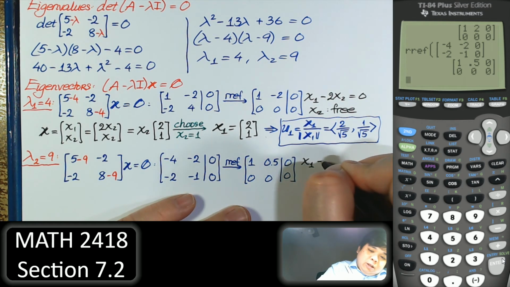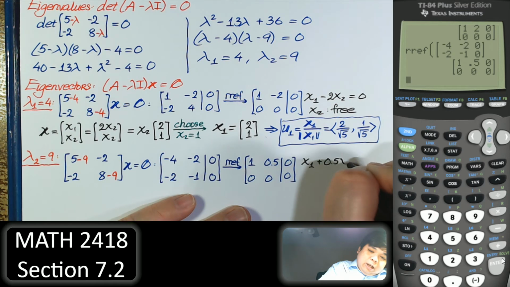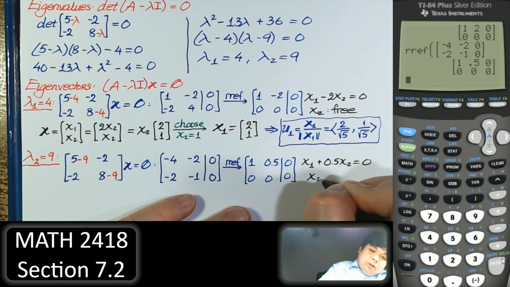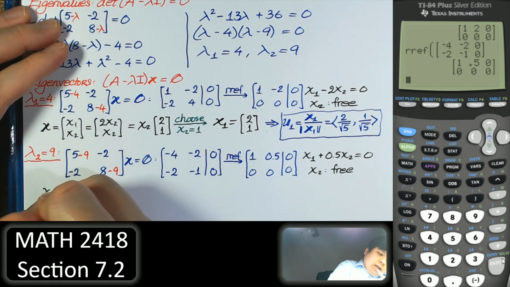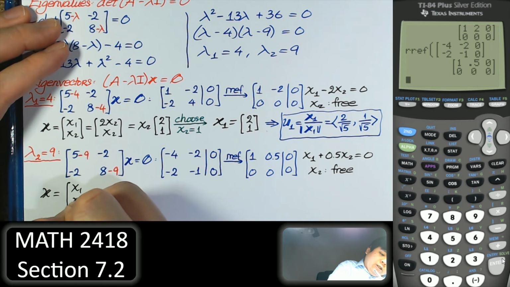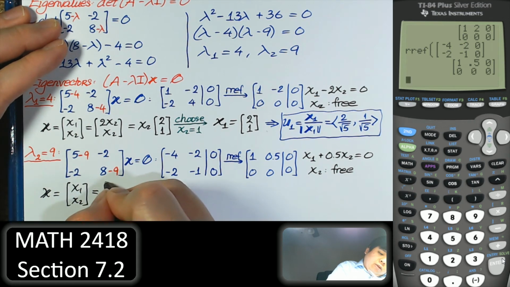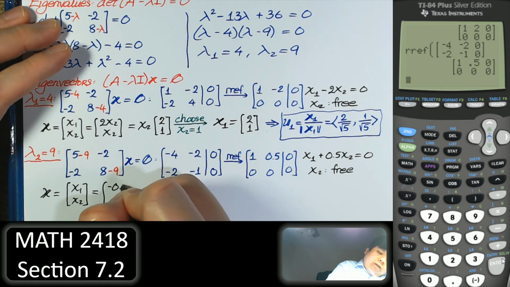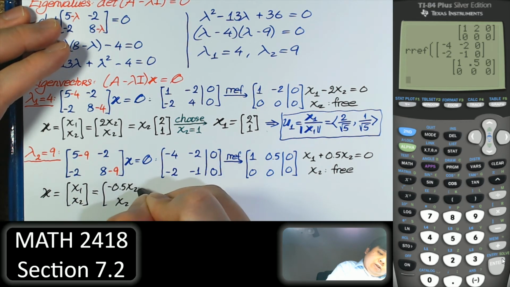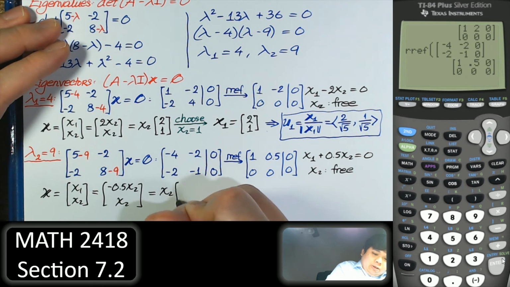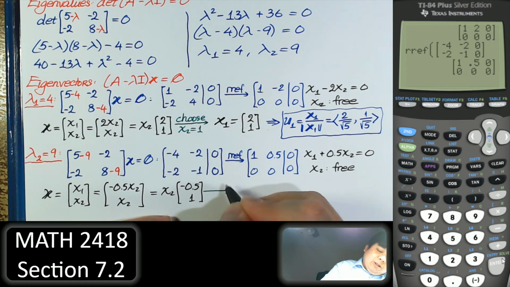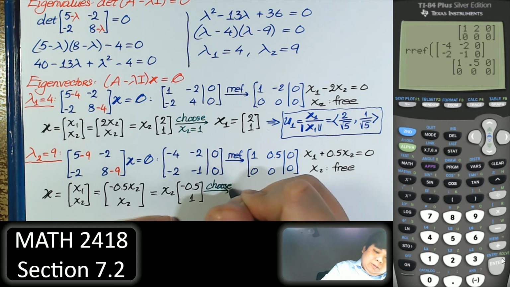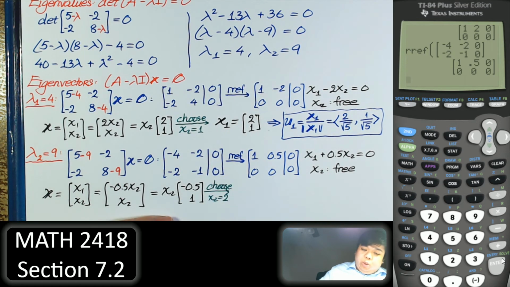So we have x1 plus 0.5 x2 equal to 0, and x2 is free. So x equals (x1, x2), where x1 is negative 0.5 x2. Factor out x2. Then we can choose x2 to be 2, so we don't have to deal with fractions.